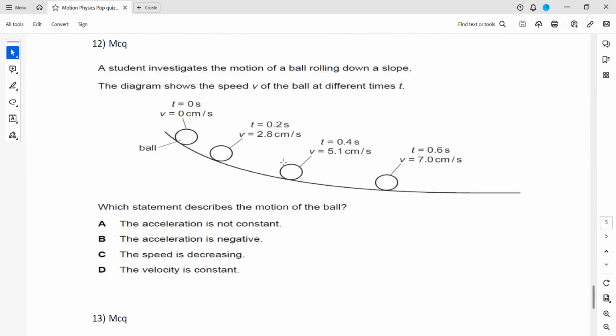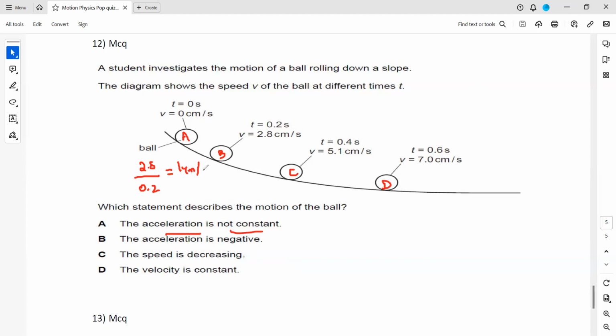A student investigates the motion of a ball rolling down a slope. Which statement describes the motion of the ball? The first option, the acceleration is not constant. When you check the acceleration, like positions A, B, C, and D, what is the acceleration? The change in the velocity is 2.8, and the time interval is 0.2. So 2.8 divided by 0.2, that's equal to 14.